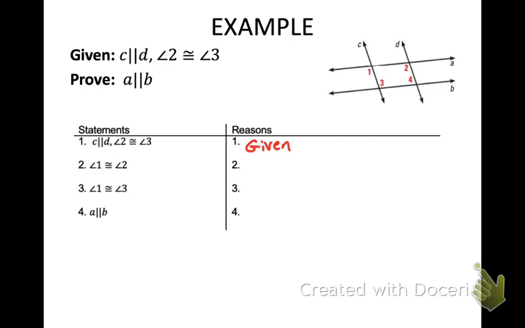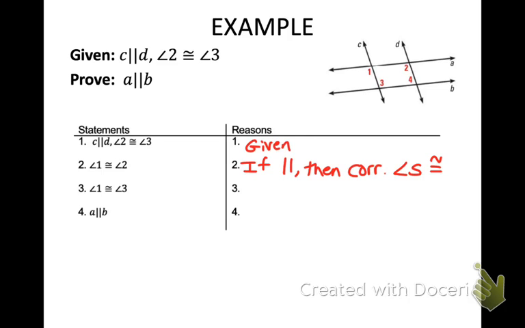So, look at 1 and 2. What angle relationship do we have? Corresponding. If C and D are parallel to each other, would 1 and 2 be congruent? Yes. So if parallel, then corresponding angles congruent. What do you think line 3 is going to be? Transitive. It is transitive.